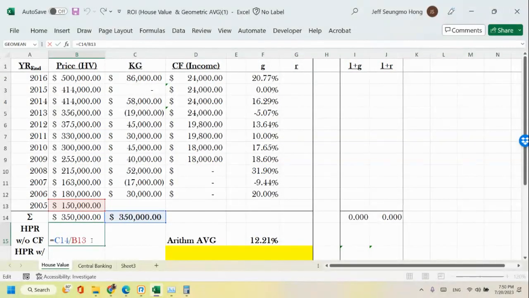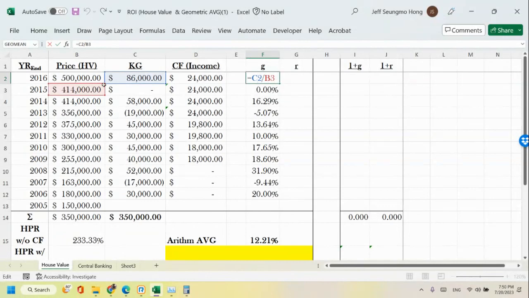Zainab, you have a question? Yeah, Professor, I have a question. How did we get the values in the F column, like where it says 20.77%? I'm sorry, you have a lot of echo, but you were asking. Yeah, this one.